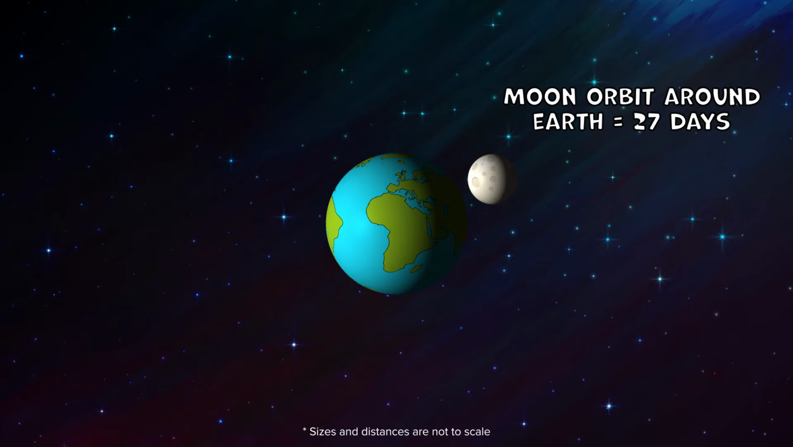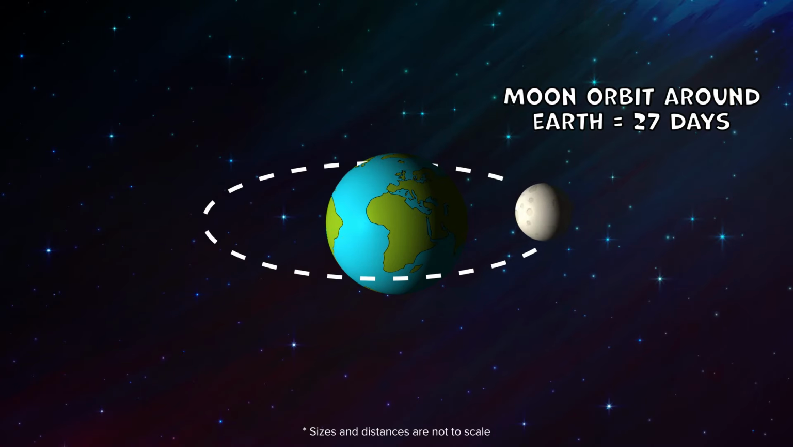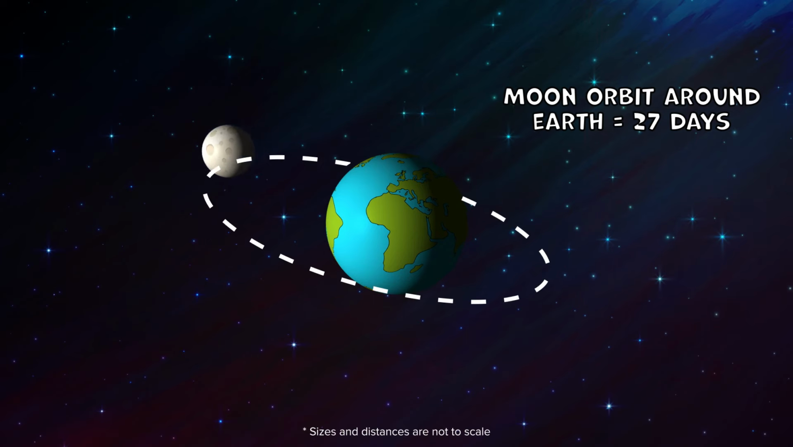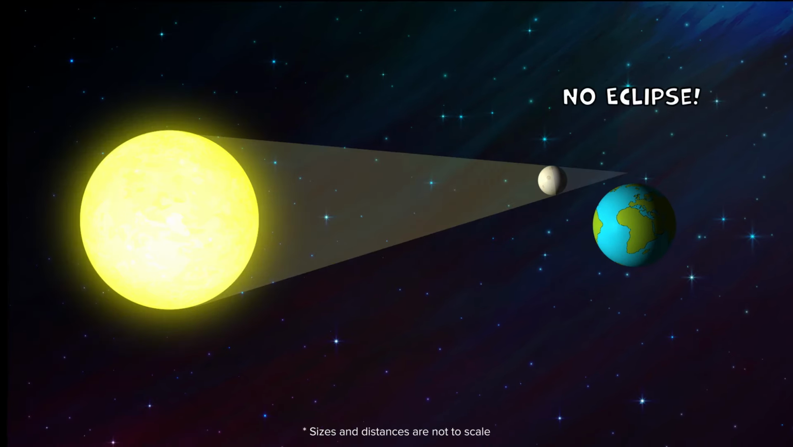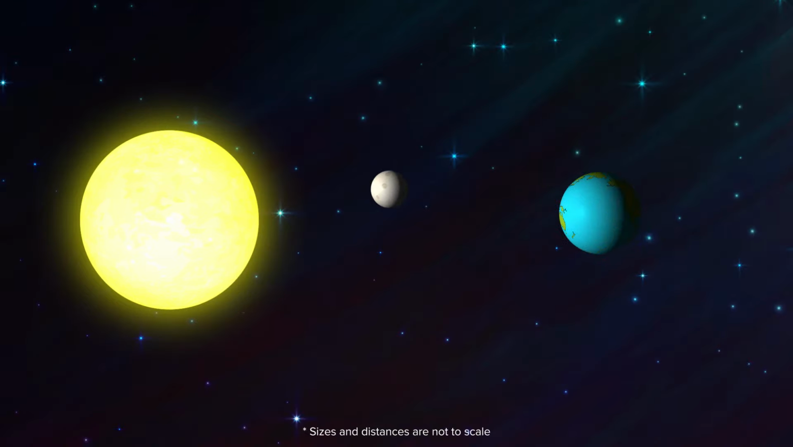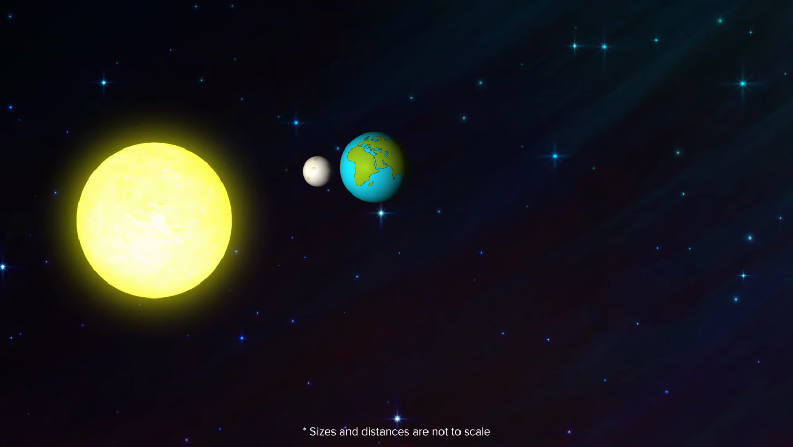Now you may ask, if the moon orbits the Earth every 27 days, why don't we see eclipses every month? This is because the moon's orbit around the Earth is inclined to the Earth's orbit around the sun. So most of the time, the moon can pass between the Earth and the sun without casting a shadow on the Earth, like when the Earth is here. But remember that the Earth continues to move around the sun, and so sometimes the moon is between the sun and the Earth and casts its shadow on the Earth, and this is what causes a solar eclipse.